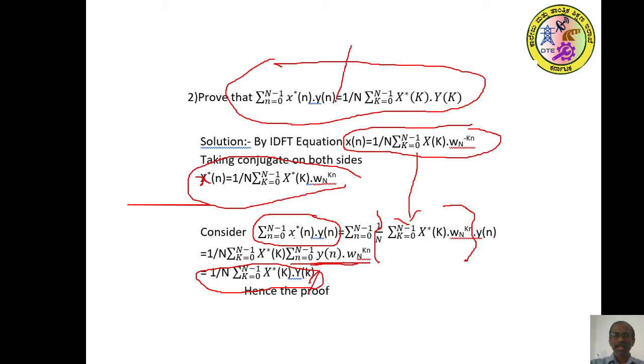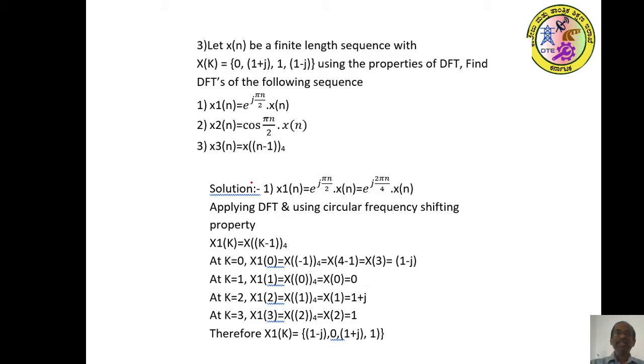Consider the given LHS. In place of x star of n, we substitute our IDFT formula. Once you substitute IDFT formula, almost all proof is over. Coming to next problem, they have taken one finite length sequence x of n, and they have done the DFT also. And when you calculate this, 1, 2, 3, 4. So 4 points they have tried. So we can easily tell that they would have calculated 4-point DFT for this particular problem, and the answer is ready.